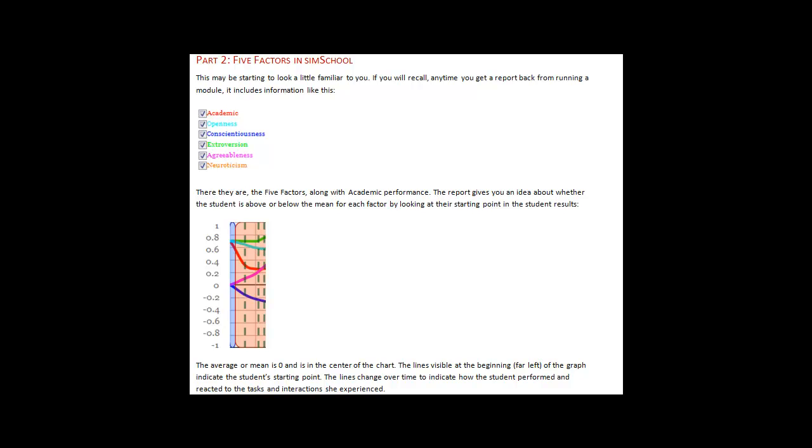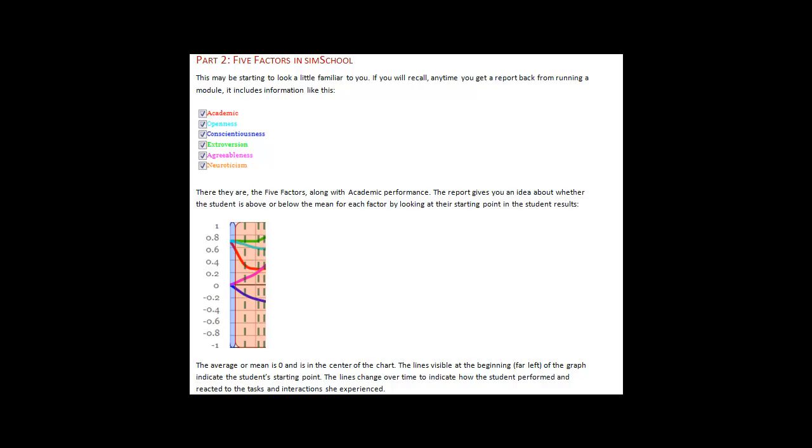If you see here, we have a little checklist: academic, openness, conscientiousness, extroversion, agreeableness, and neuroticism. So you see we have the 5 factors along with the other facet, which is academic. Each one of these is measured anytime you see a report from a module that you've run in simSchool. Each one of your learners in that module, whether you've got 1 or 20, is going to be measured on each one of those factors and also on an academic scale, and you're going to be able to see how they did at the end.